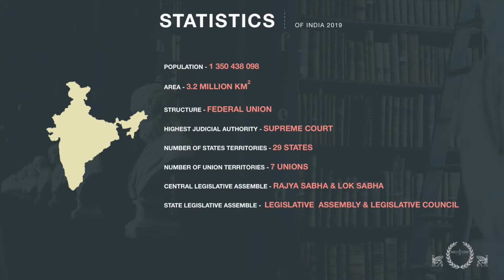In addition to all of this, India has got 29 states and 7 union territories, a total of 36 different jurisdictions which form India. India's central legislation is a bicameral system of legislation with a Rajya Sabha and a Lok Sabha, and most of the states are also bicameral in nature, having a legislative assembly and a legislative council.